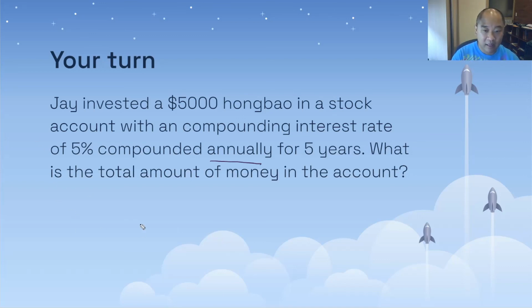So that would be 5,000 times 1 plus 0.05 over 1, times 1 times 5. So that's 1.05 to the power of 5 times 5,000, and that equals $6,381.